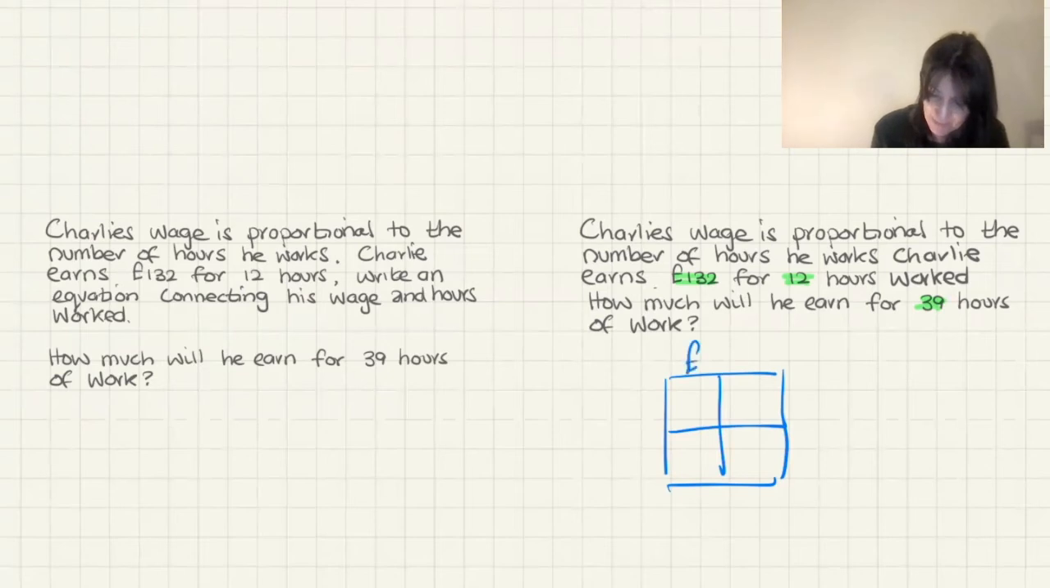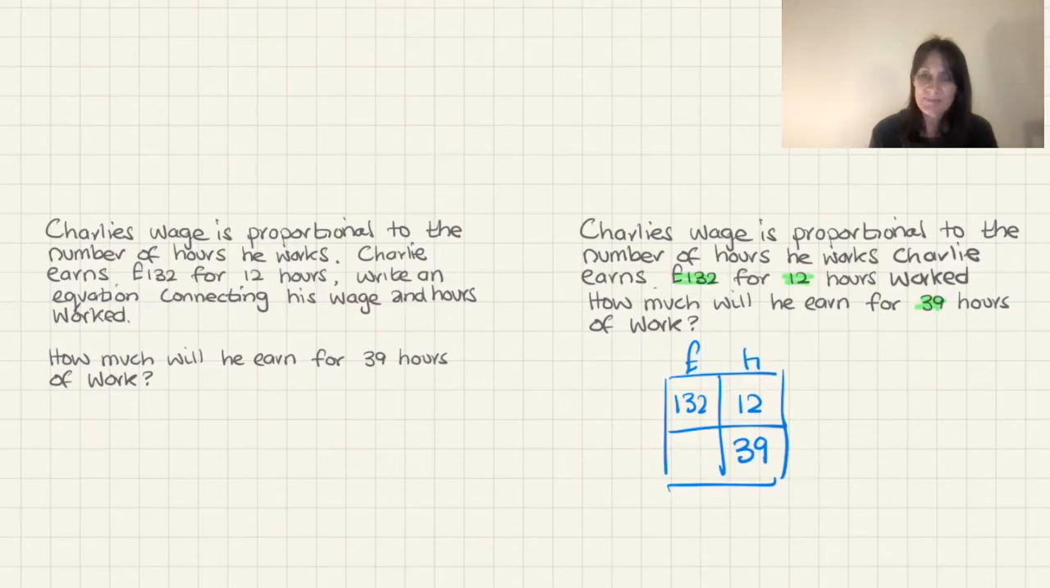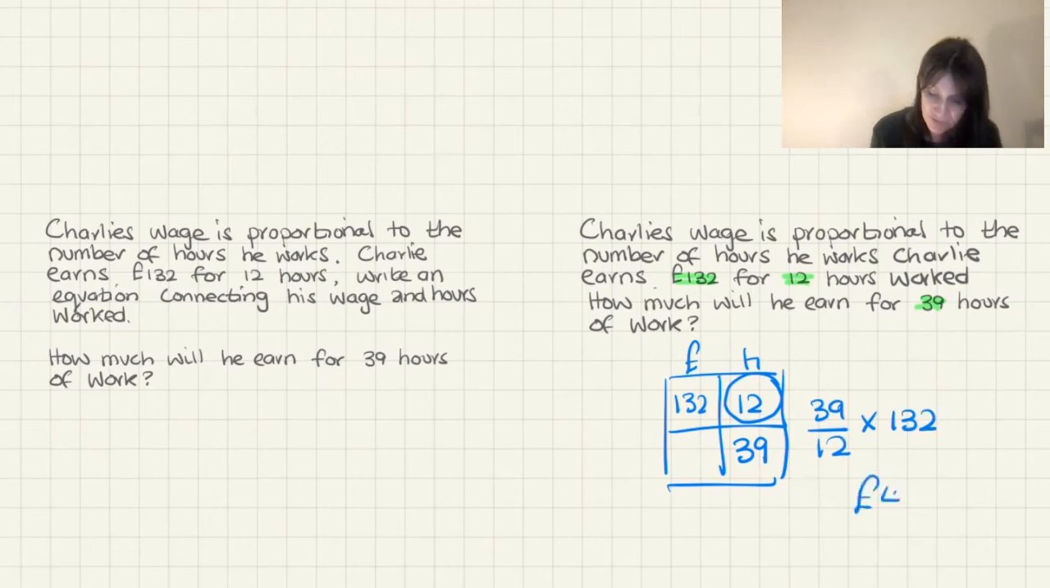So I've got pounds and hours. I've got 132 for 12 hours worked. They want me to find out what he's going to earn in 39 hours. I always divide by the number that's trapped. And then I just set everything else up. And I get my answer of £429. That is actually all you really need to do if they're not asking for an equation.